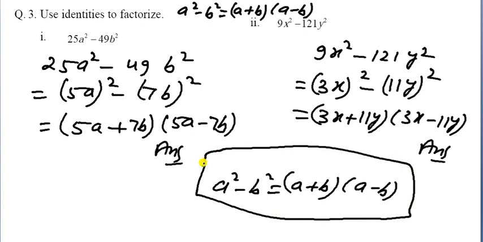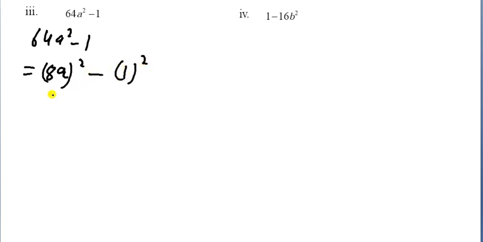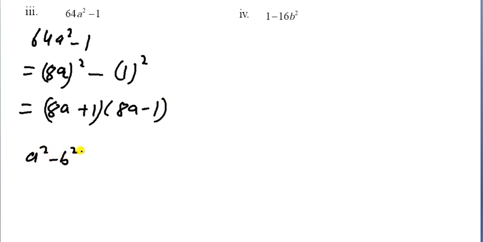So you have to write the identity also. Let us see the third question of this part. It is 64a square minus 1. So it is (8a) whole square minus 1 whole square. So it is (8a plus 1) and (8a minus 1). Which identity is used? a square minus b square is equal to (a plus b) and (a minus b). This identity is used. So you have to write the answer.